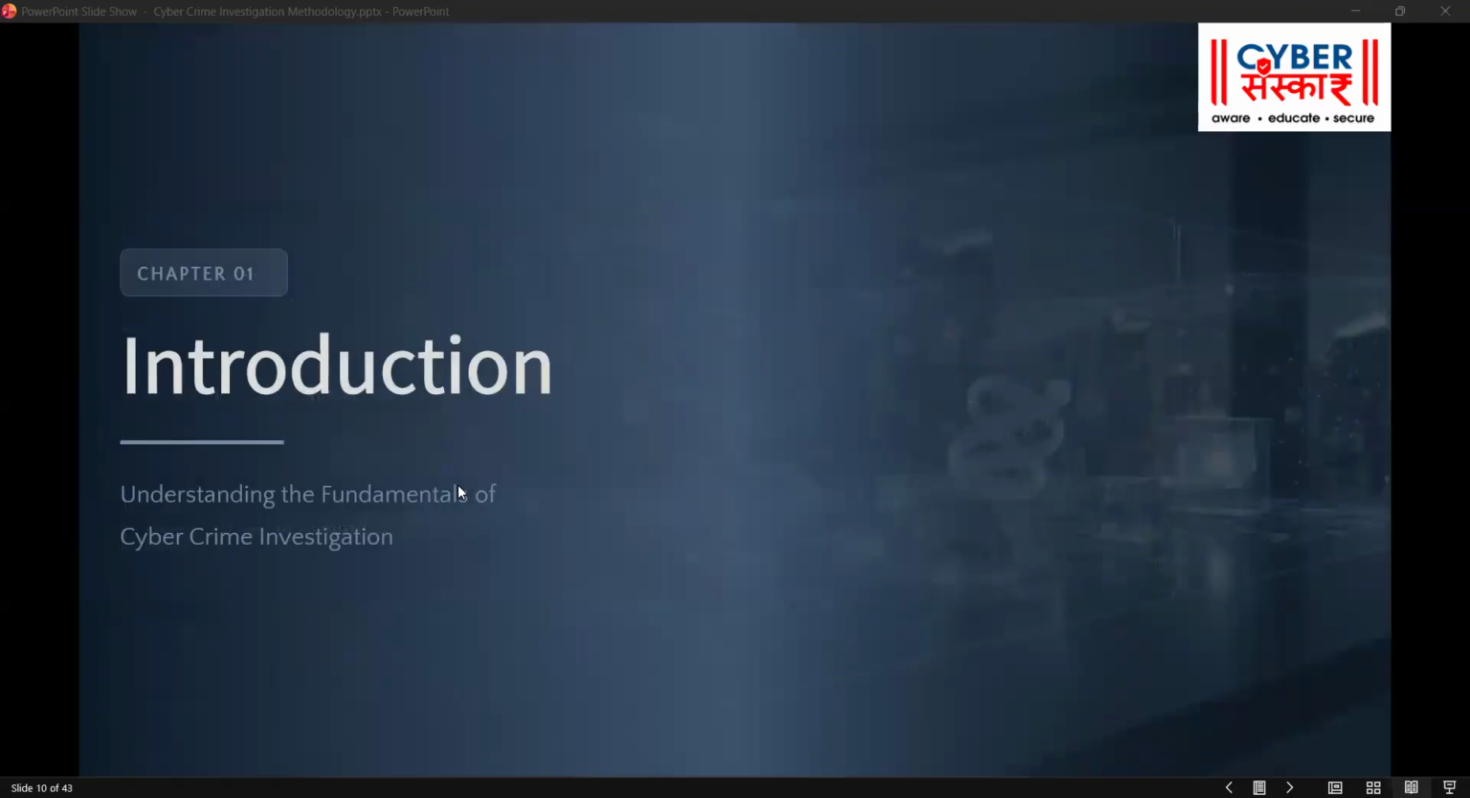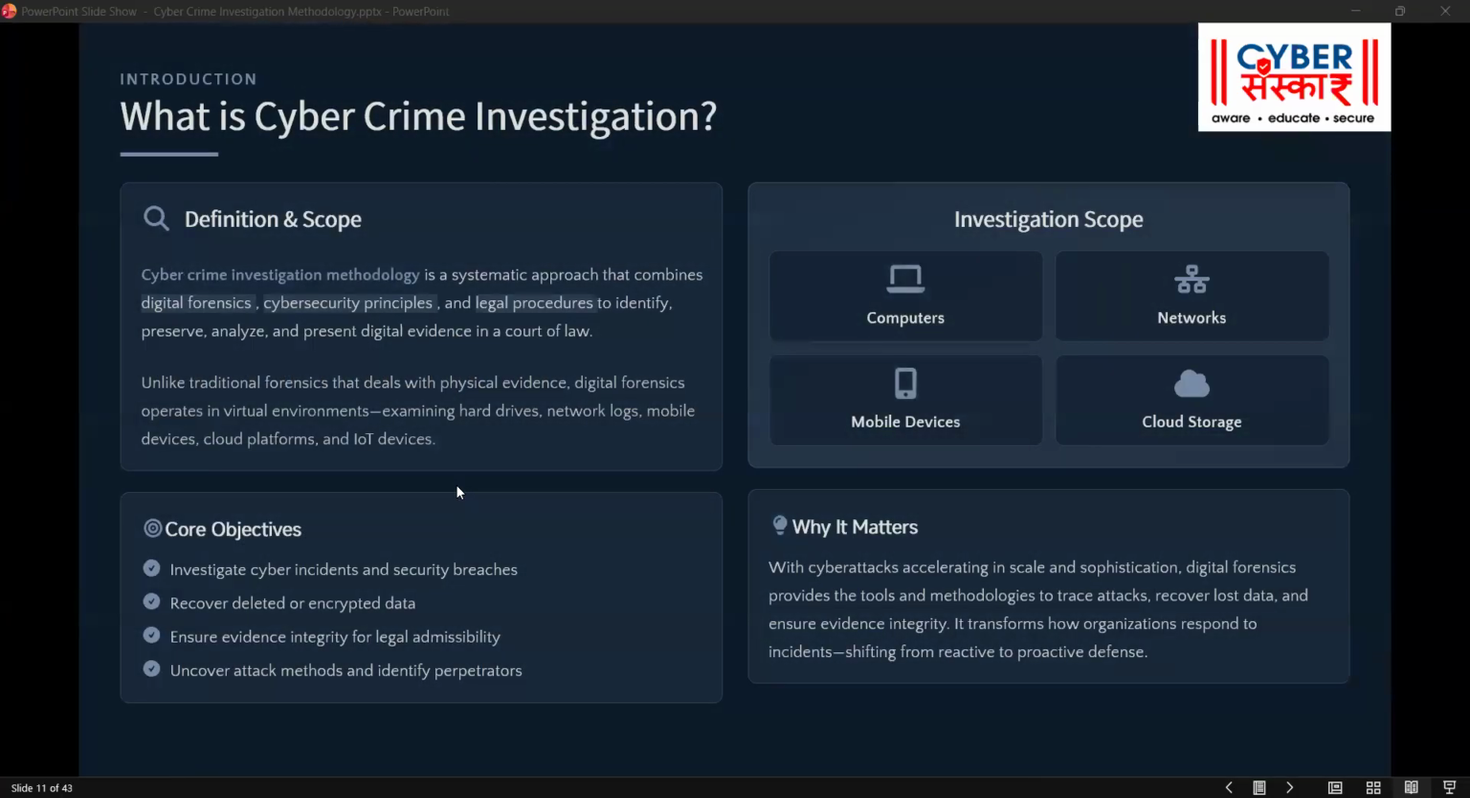So now the introduction is here, understanding the fundamentals of cyber crime investigation. Firstly, we should know the basic fundamentals of cyber crime investigation. Firstly, what is cyber crime investigation? You must know the definition of that. That is the definition and scope.